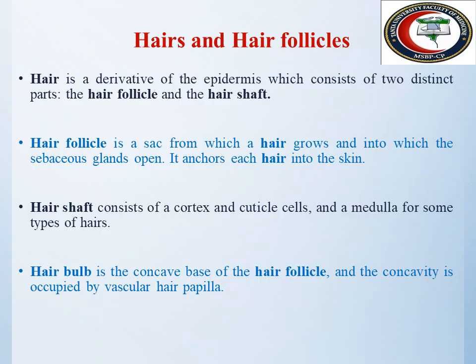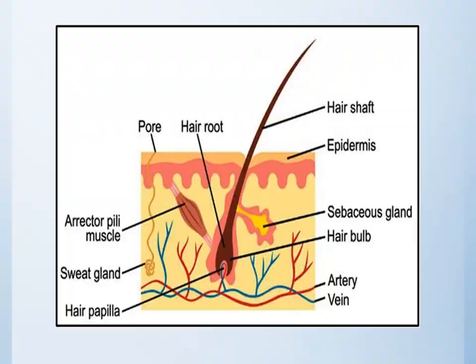Hair is a derivative of the epidermis. It consists of two parts, hair follicle and hair shaft. Hair follicle is a sac from which the hair grows. It functions to anchor the hair into the skin. It also receives the opening of the sebaceous glands.